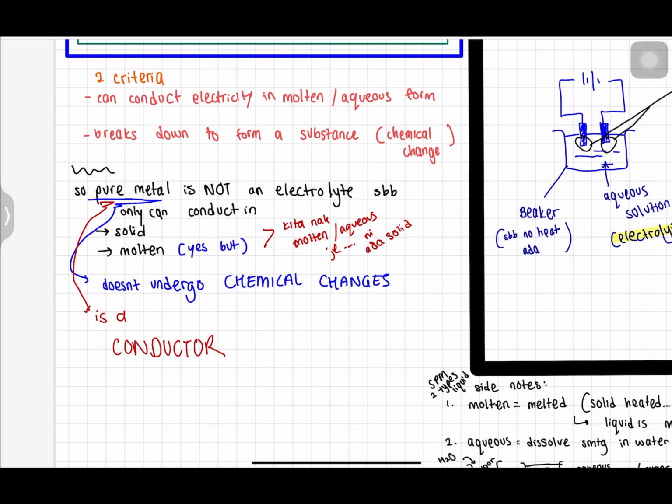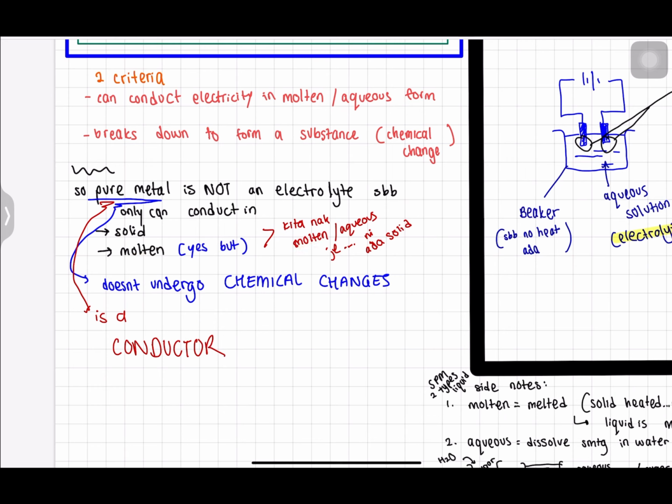What is molten and aqueous? Quick revision. A molten is basically a solid that's heated and melts to liquid. The solid melts, turns into liquid, so the liquid is in a molten state. Whereas aqueous is when it dissolves in water. Let's say you put in sugar as a solute and H2O as a solvent, and eventually when you mix it, it forms an aqueous solution, an aqueous sugar, or you can also say it's a sugar solution.